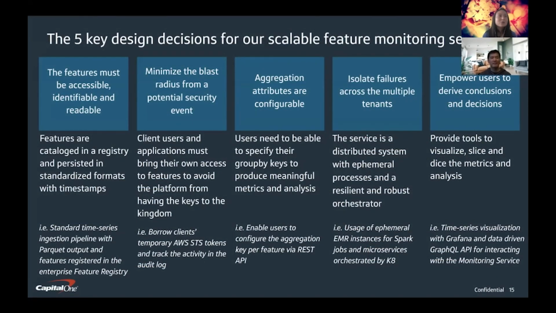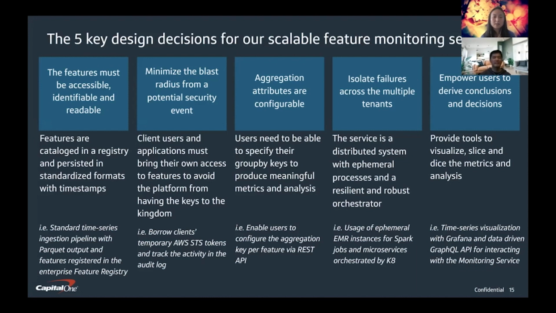So as a conclusion, these are our 5 key design decisions together with the solution we provided. First, the feature must be accessible, identifiable, and readable. So we have this standard time series ingestion pipeline with the Parquet output, as well as the standard data set and feature registry so that people can uniquely identify the data set and the feature. The second is that we want to provide maximum security, so that we don't have universal access to all the data sets. We take the client's temporary credential to access their features only.